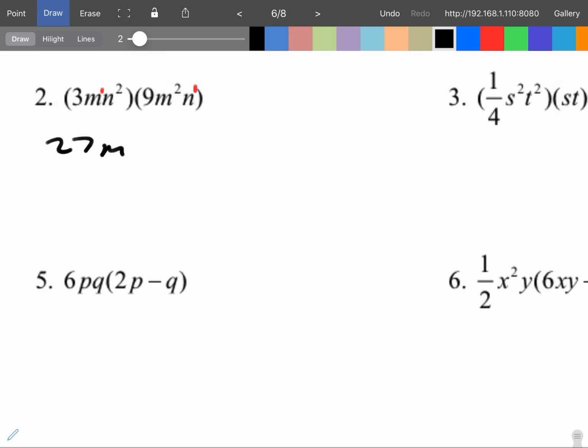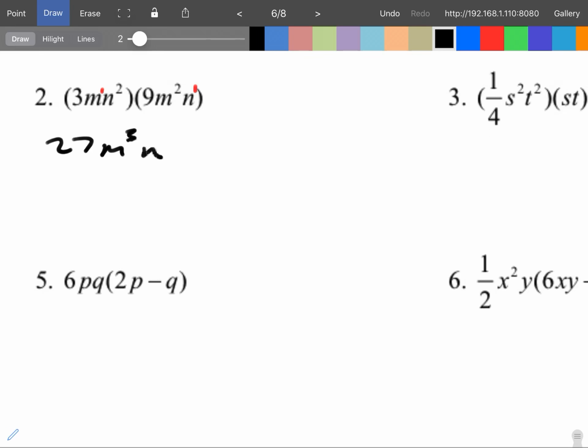So what's m to the first times m to the second? You got to add the powers. What do you guys think? M to what power? We're adding the powers on the m's. We got m to the first and m to the second. M to the third? Yeah, m to the third. Just add the powers. So 1 plus 2 is 3. So it's m to the third.